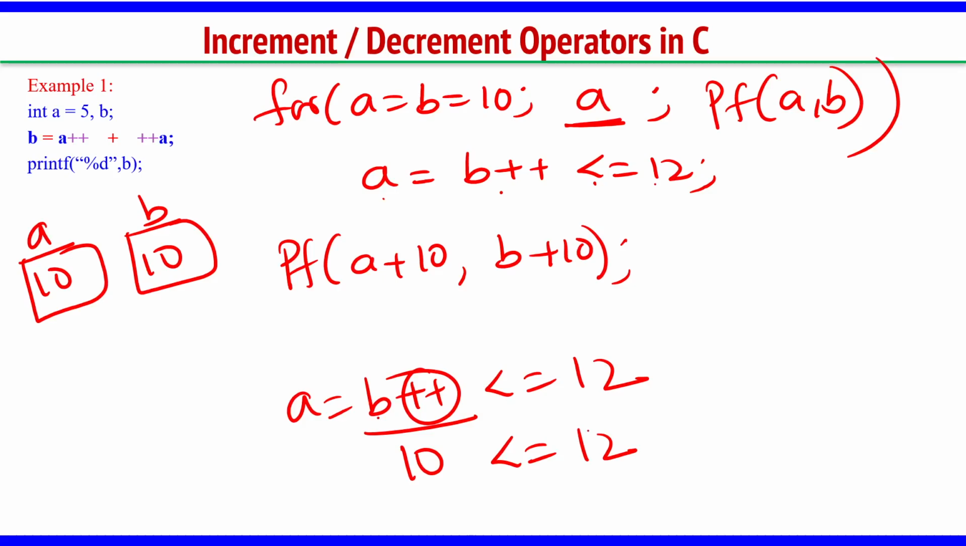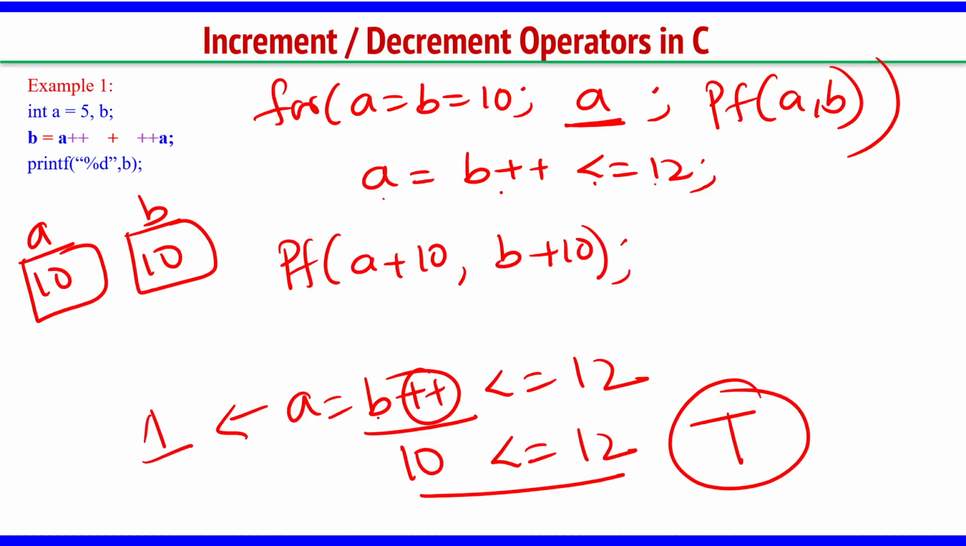10 less than or equal to 12. Sorry, when this condition is true, the true value is assigned to the integer, therefore a value becomes 1. In boolean values, true means 1, otherwise it becomes 0. Since the condition 10 less than or equal to 12 is true, a value becomes 1.